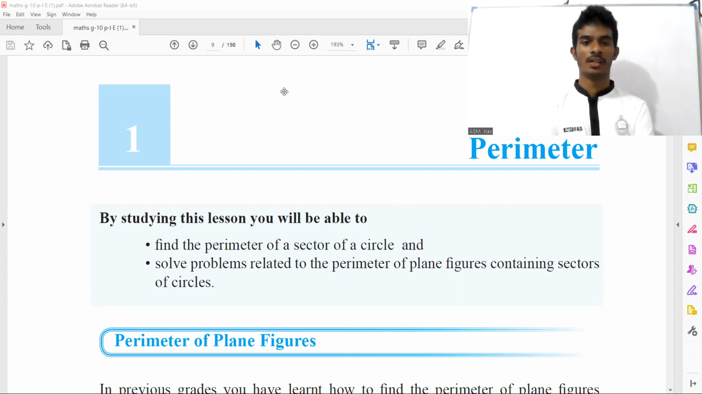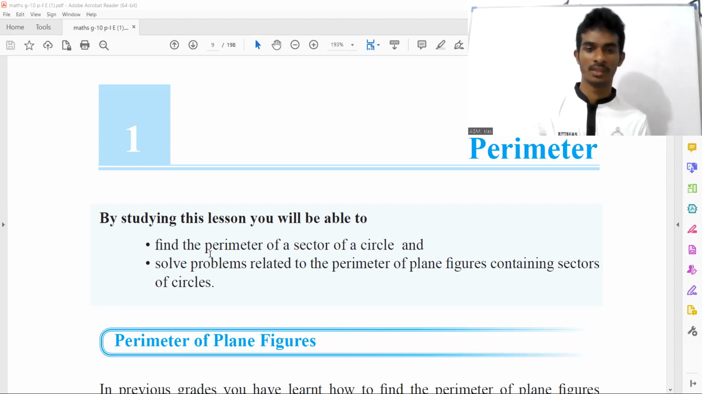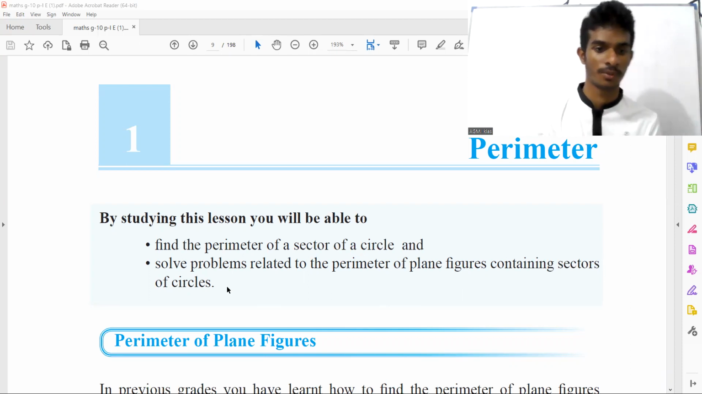Hi students. In this video, I am going to teach you the first unit of grade 10 called perimeter. So these are the objectives of the course. By studying this lesson, you will be able to find the perimeter of a sector of a circle and solve problems related to the perimeter of plane figures containing sectors of circles. I will teach you what they mention using the objectives of the course.